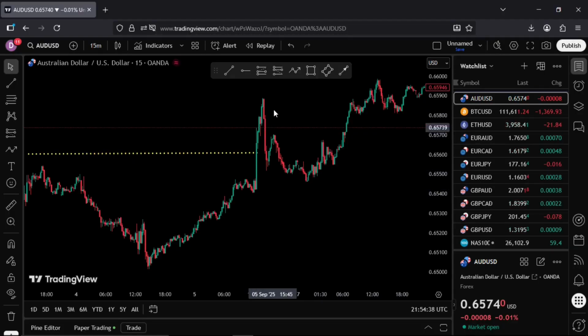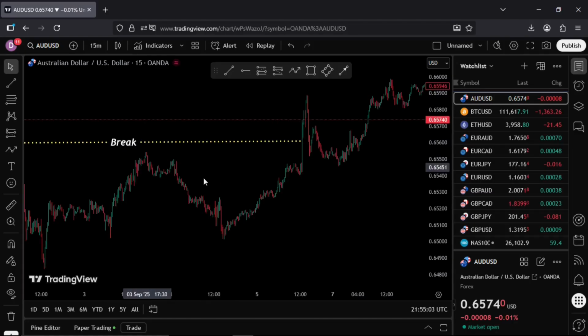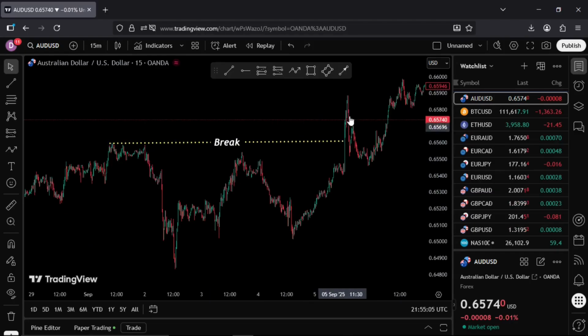Now I want you to be very careful. This pullback doesn't mean that price is in a downtrend. It will have the same characteristics of a downtrend, which are push, pullback, push, making lower highs, lower lows, lower highs, lower lows. But this does not mean the price has changed its bias. The bias is still buy. We want to look for buys.